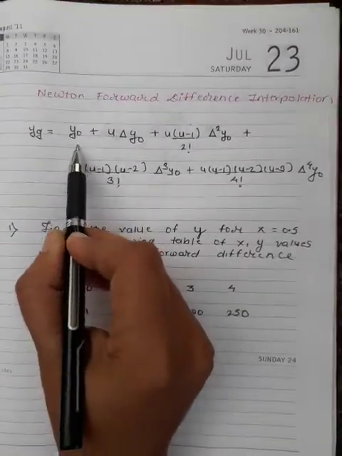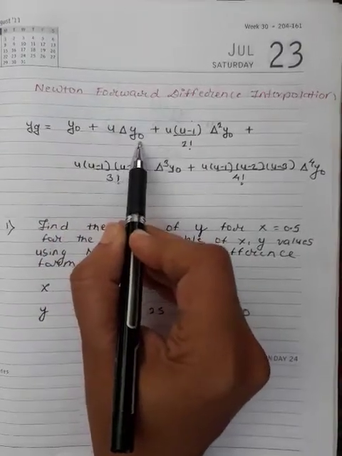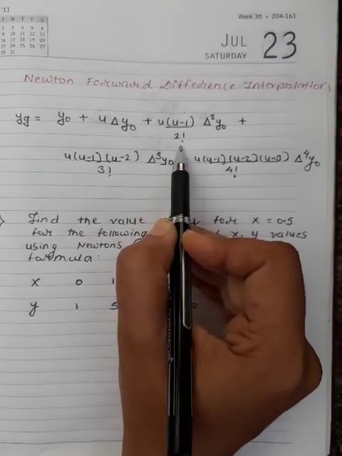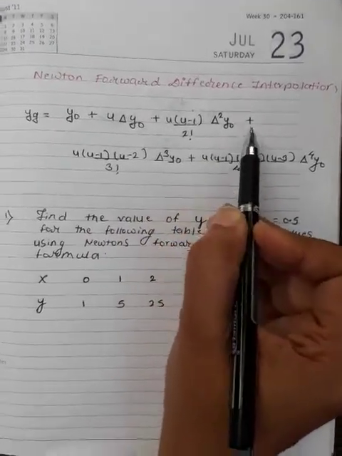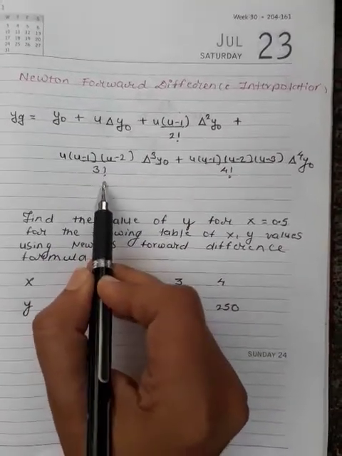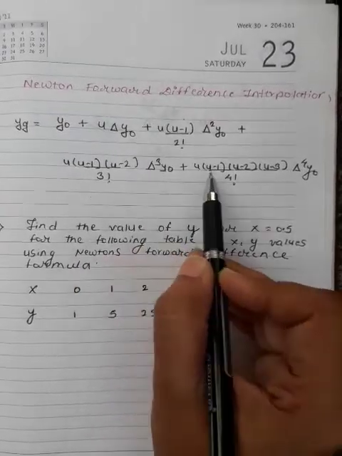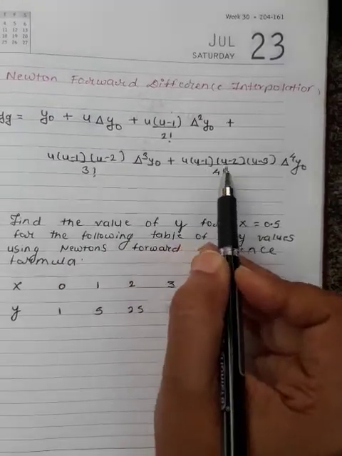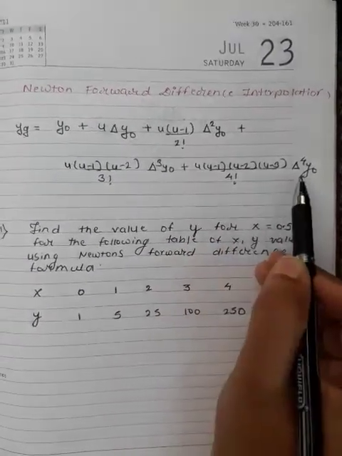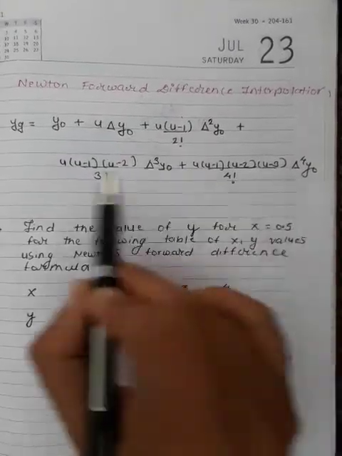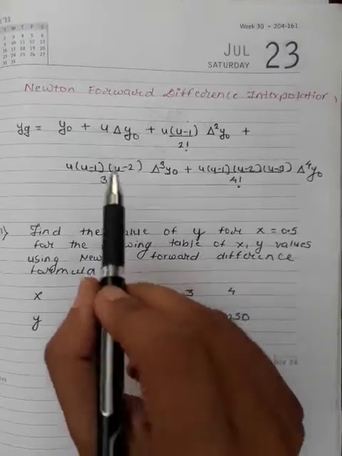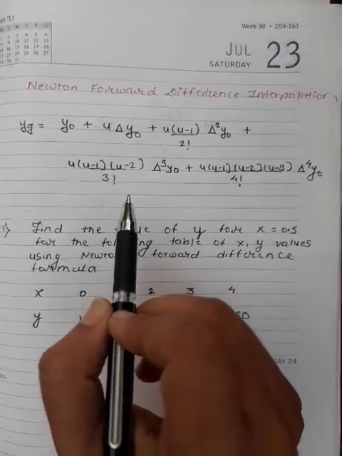yg is equal to y0 plus u into delta y0 plus u(u minus 1) upon 2 factorial into delta square y0 plus u(u minus 1)(u minus 2) upon 3 factorial into delta cube y0 plus u(u minus 1)(u minus 2)(u minus 3) upon 4 factorial into delta raised to 4 y0. So this is the general formula. We will see how we are going to use it by considering one numerical.